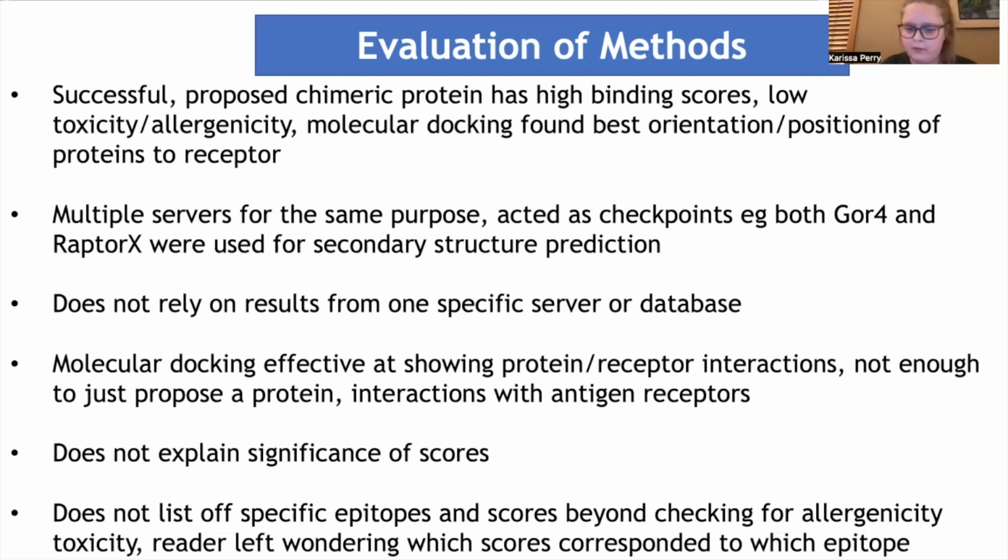And the readers are also left wondering what the different scores corresponded to which epitope, as in they just listed, oh, the best epitope had this score. They didn't actually list, oh, this epitope with this sequence had this score.